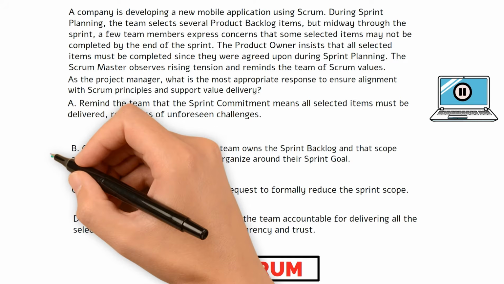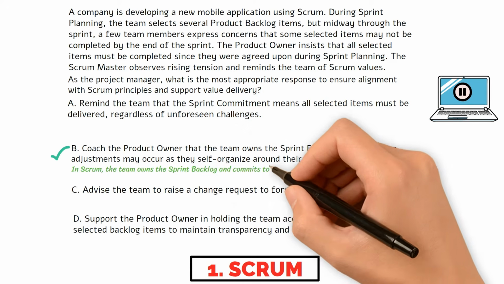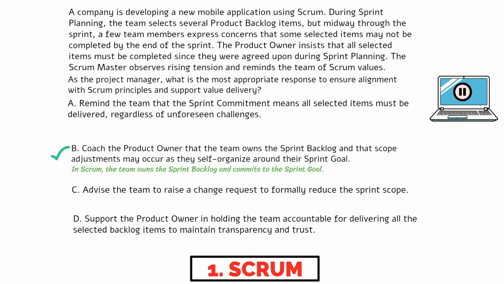The correct choice is B. In Scrum, the development team owns the sprint backlog and is empowered to self-organize to meet the sprint goal. While the team commits to the goal during sprint planning, they do not commit to every selected product backlog item. Scrum supports adaptation, transparency, and frequent inspection, which means teams can adjust within the sprint if necessary.